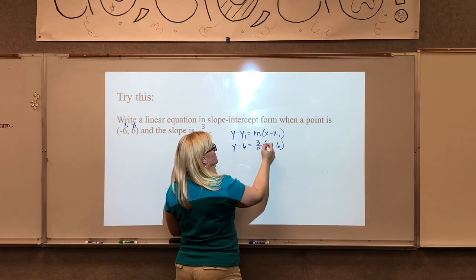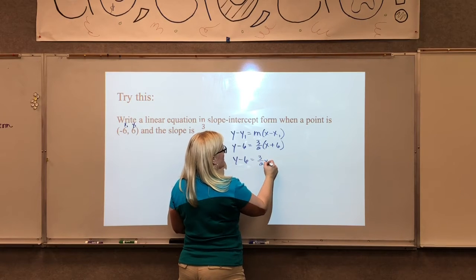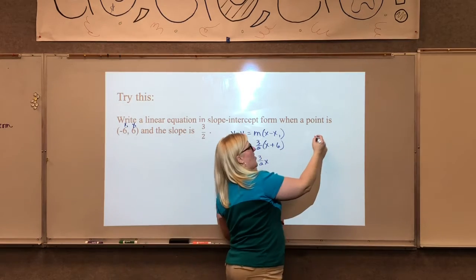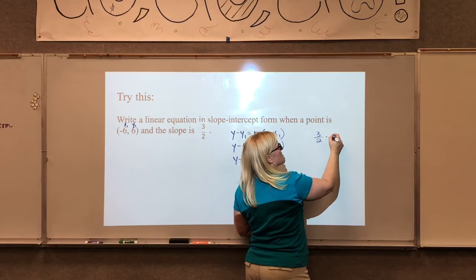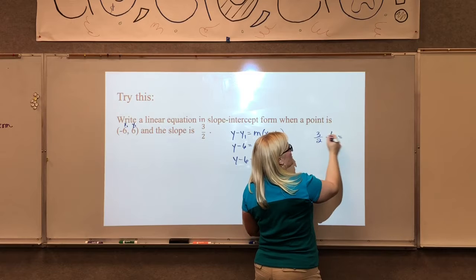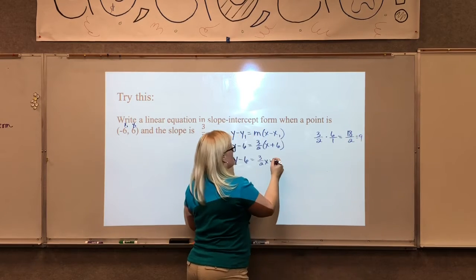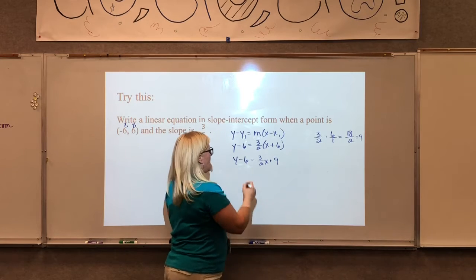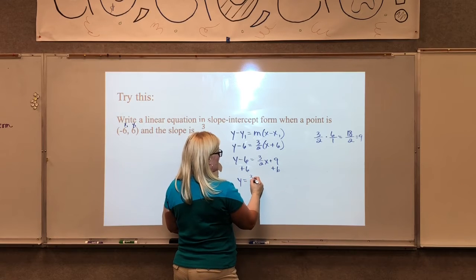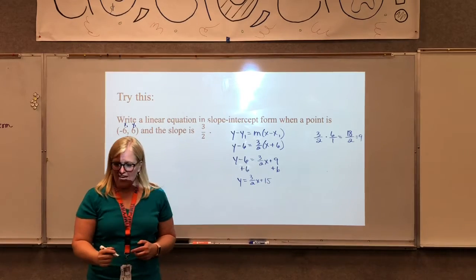So again, I'm going to distribute. So y minus 6 equals 3 halves x. And hopefully you remember how to multiply fractions. 3 halves times 6 is the same thing as saying 6 over 1, okay? And then we just multiply across, so 18 over 2 is 9. Now we add 6 to both sides, and we get y equals 3 halves x plus 15. And I hope that's what you got.